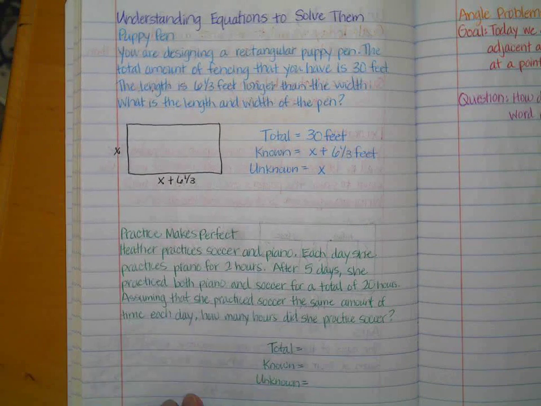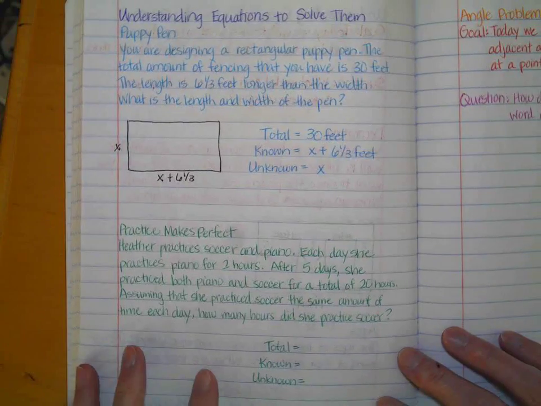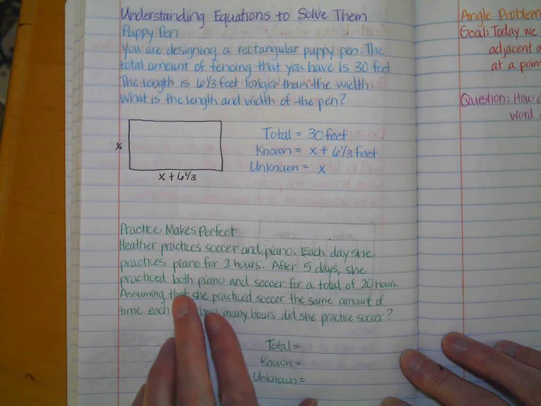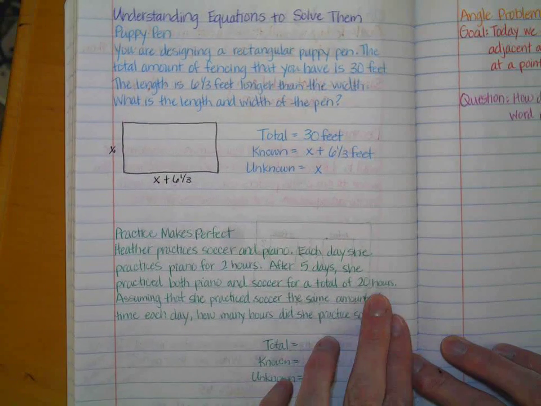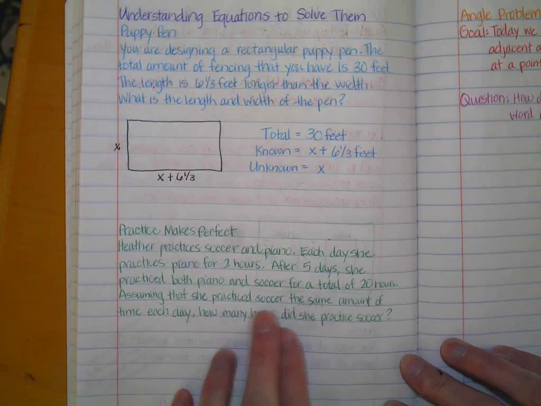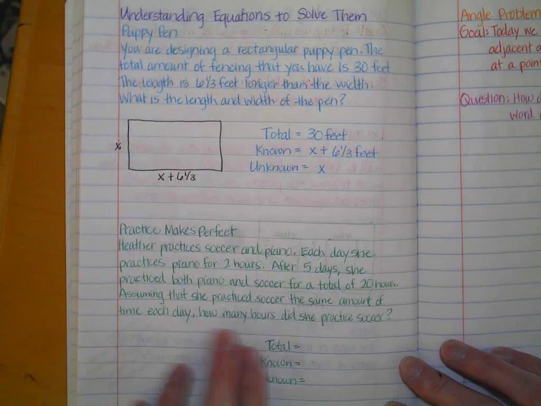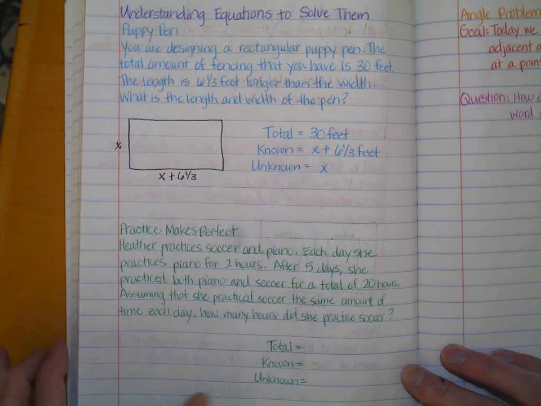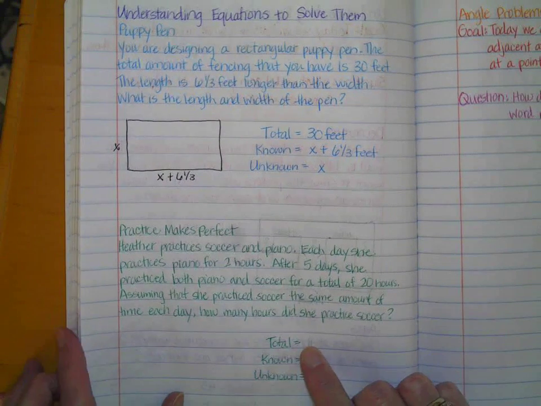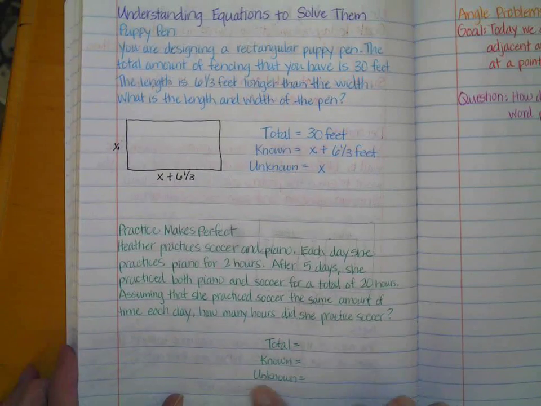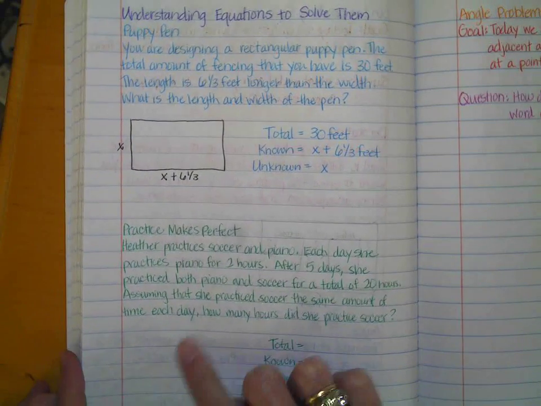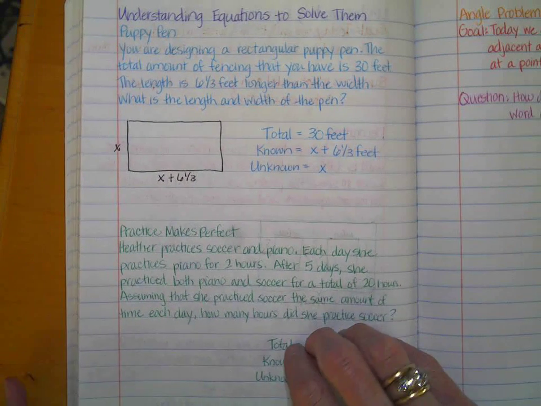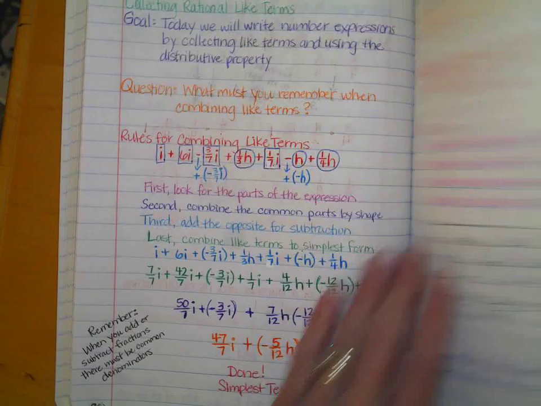And last one that I need you to do is practice makes perfect. Okay? Heather practices soccer and piano. Each day she practices piano for 2 hours. After 5 days, she practices both piano and soccer for 20 hours in total. Assuming that she practiced soccer the same amount of time each day, how many hours did she practice soccer? So this one's a little more tricky, but I think if you go through the process of figuring out what the total would be, figuring out what the known would be, figuring out what the unknown would be, come up with some kind of model to help you, you'll be successful. And again, we'll talk about it when we get to school tomorrow.